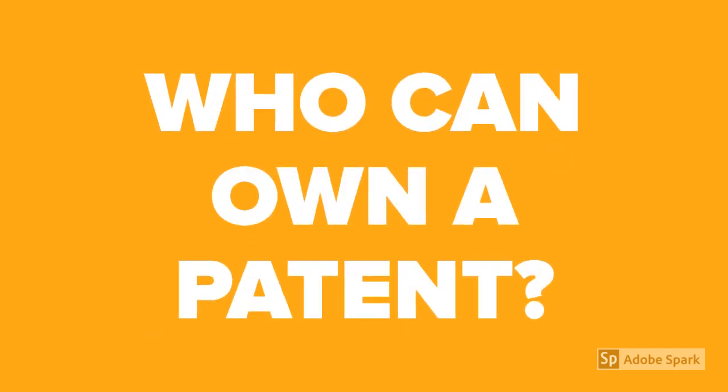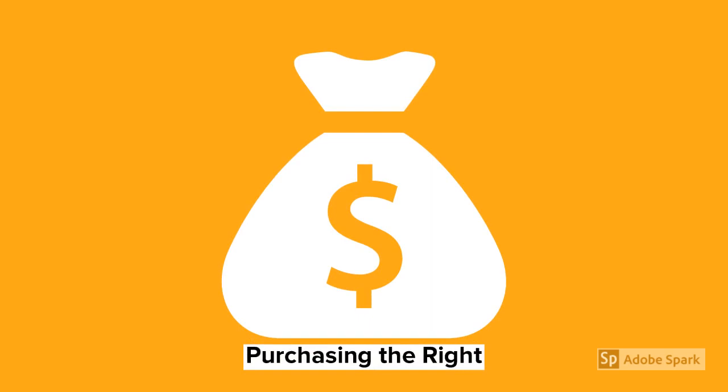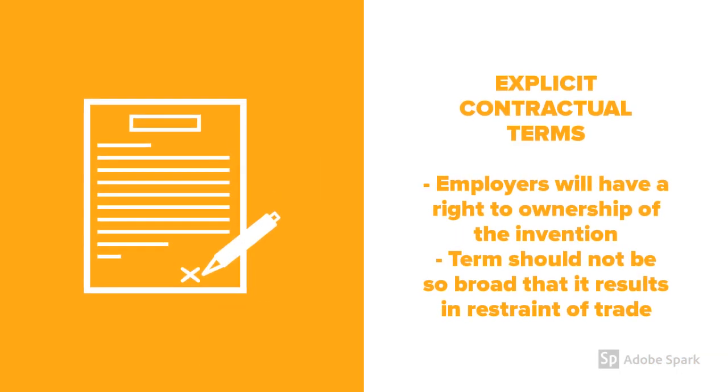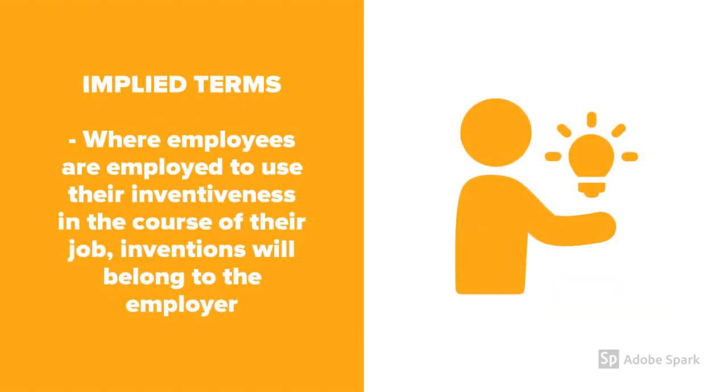So who can own a patent? As previously mentioned, Section 15 of the Act states that the inventor can apply for a patent, but a person can also acquire rights to an invention. Rights can be acquired by purchasing the right or in the course of employment. Employers have a right to claim ownership of employee inventions when there is an express term in the employment contract. However, this term should not be so broad that it results in a restraint of trade.